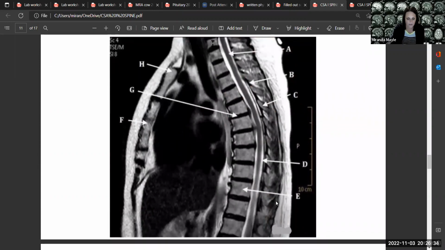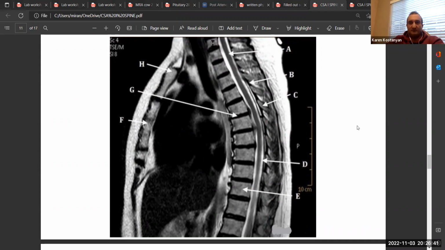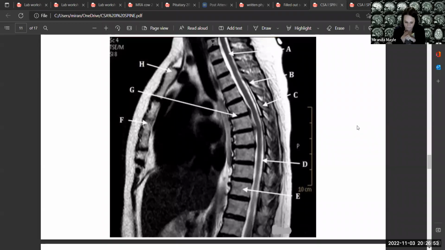All right, so now we're looking at the thoracic region. What scan plane is this? Sagittal. Good. Yeah, same thing we've been looking at for a while. Is this a T1 or T2? Two. Perfect. Yes, good catch. T2, because again, our fluid is bright. What is A? Spinal cord, yes.